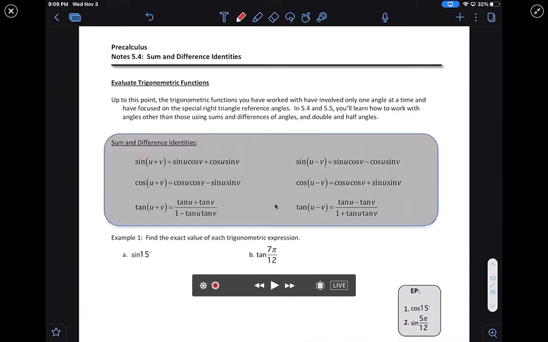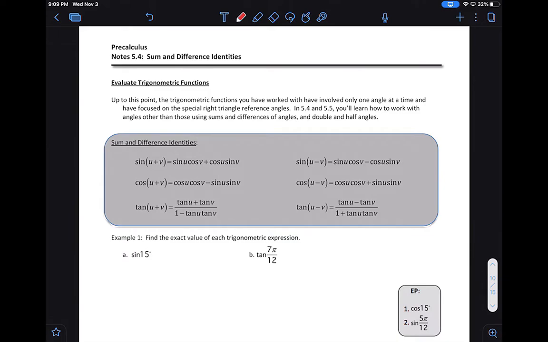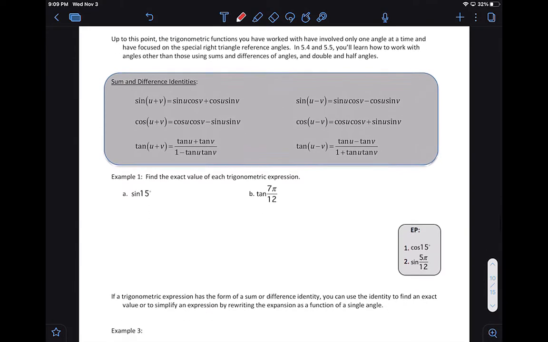All right, here we go. We got 5.4 right here. We got some sum and difference identities here, and pretty straightforward. We're just going to follow these formulas here. And there's a couple of different variations in the way I can ask you these.